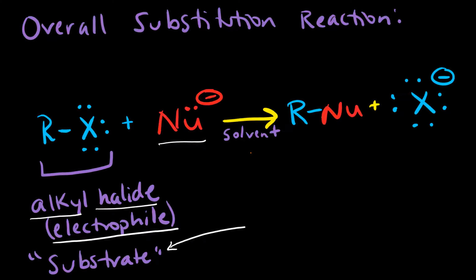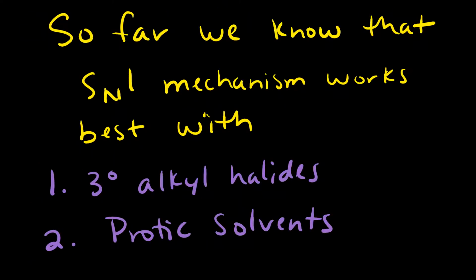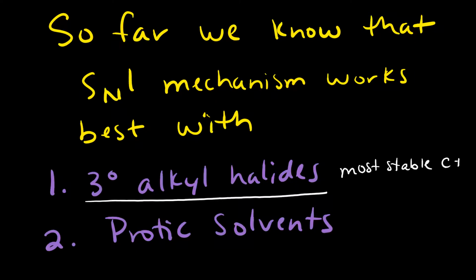Oftentimes the species that we say is getting attacked, we're going to refer to as the substrate in this reaction. So the alkyl halide will be acting as the substrate in the substitution reactions that we are studying now. We also have looked a little bit at the solvent. And what we know so far is that for an SN1 mechanism, it seems that tertiary alkyl halides work the best because they make the most stable carbocation, and that protic solvents are preferred because they solvate carbocations very well, which is a stabilizing effect.